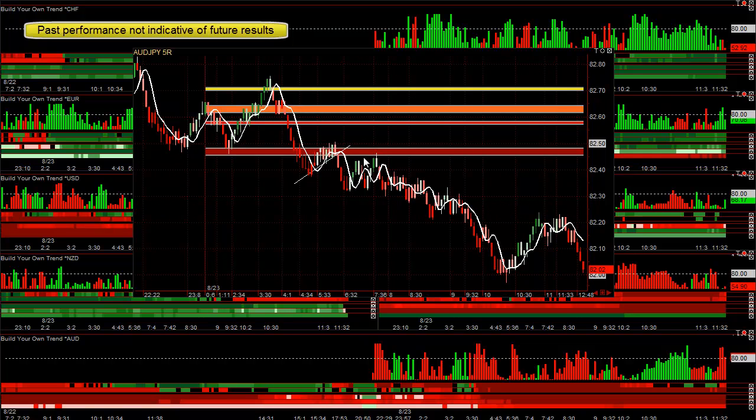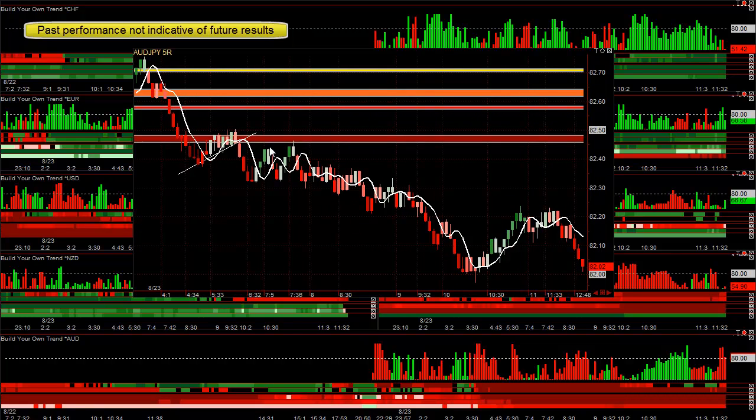And you can see once the support area gets broken, look, it acted as support. Once that area gets broken, it acts as a resistance, and then the market's off to the races. You know, sometimes they fall immediately, and as you can see in this case, it kind of fell and went sideways.